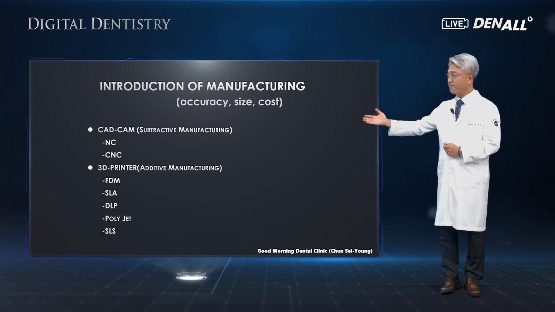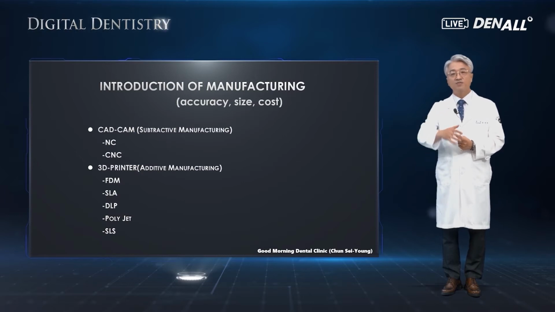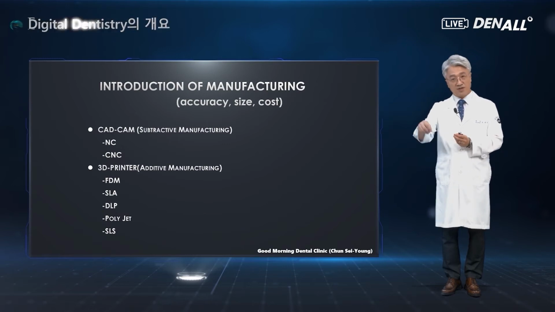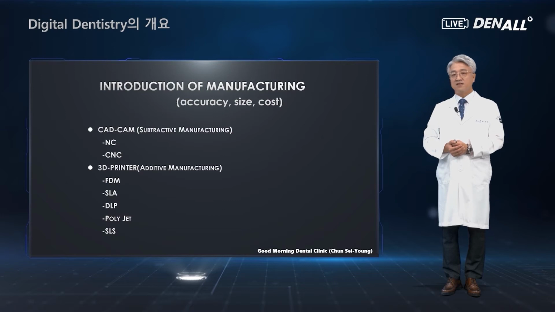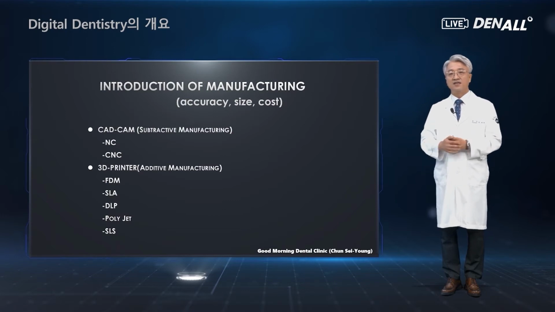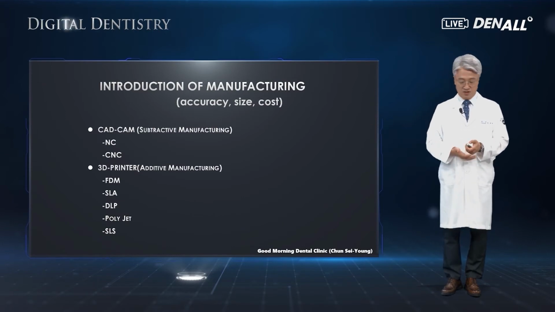First, CAD-CAM. It refers to NC or CNC milling machines. It uses a subtractive approach. That means zirconia crown or all ceramic laminates are cut away. The subtractive CAD-CAM. 3D printers, that's the additive manufacturing to produce prostheses that is introduced quite a lot these days.